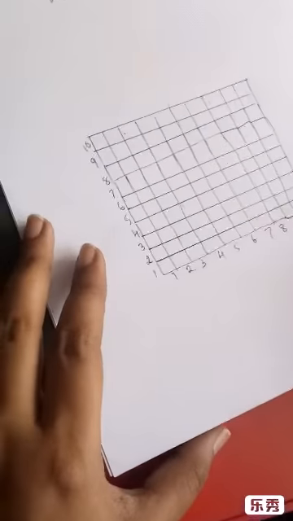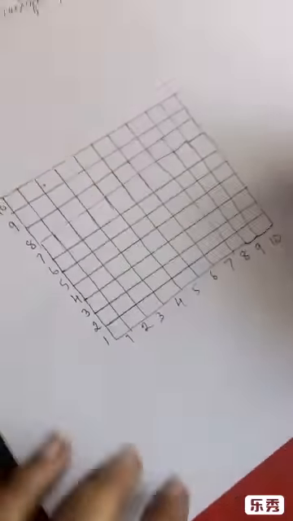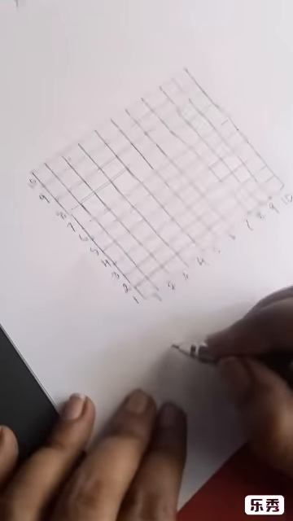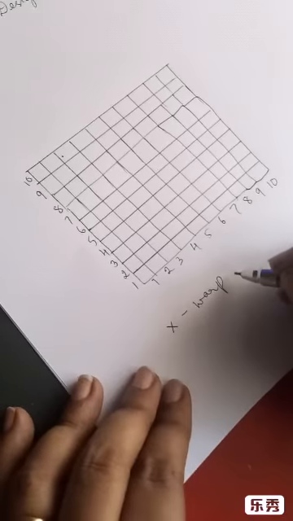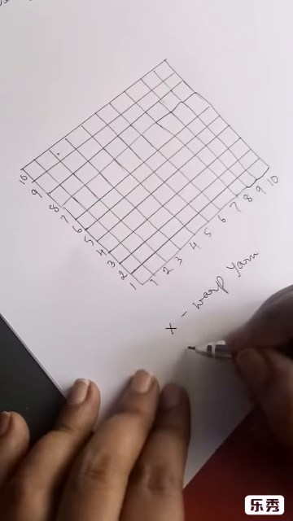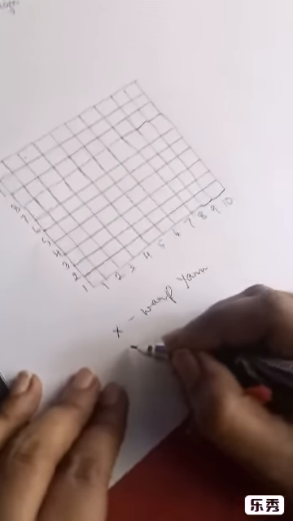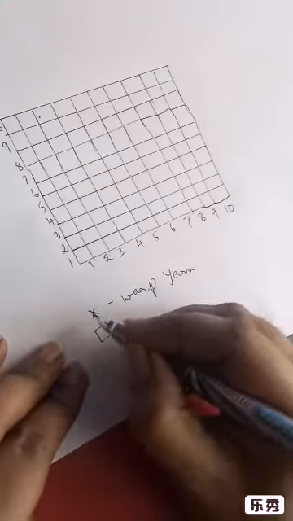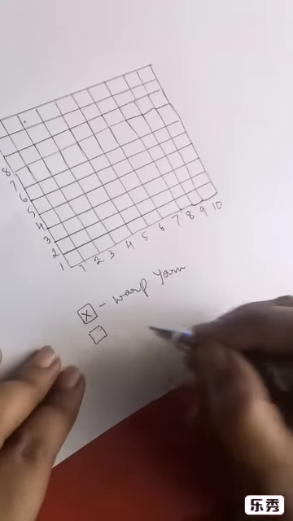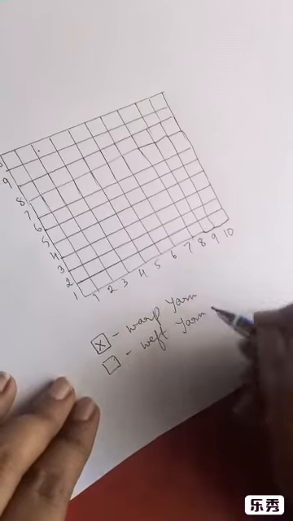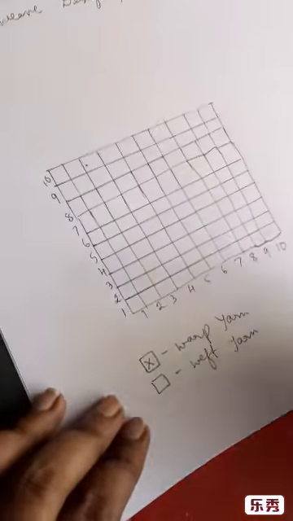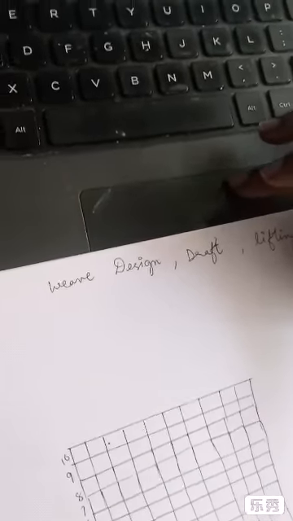Okay, our 10 by 10 box is done. Now let me do the design. We can take X as a warp thread or warp yarn. A plain box can be the weft yarn, and a box with X is the warp yarn. So these are our two things. Now we have to create the design.